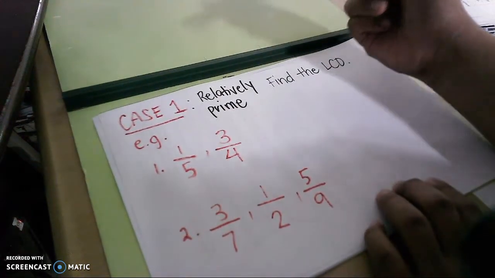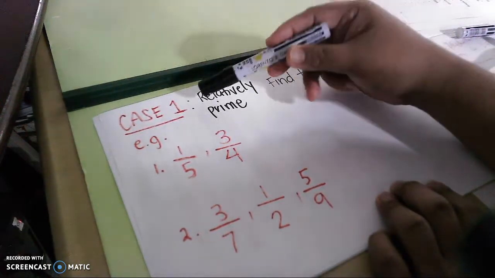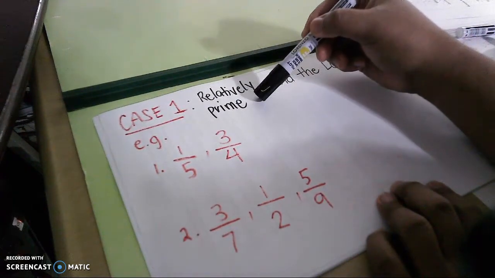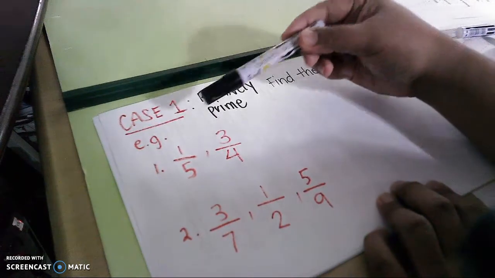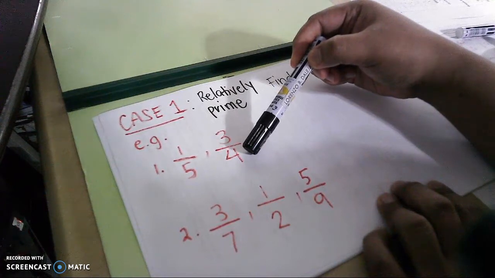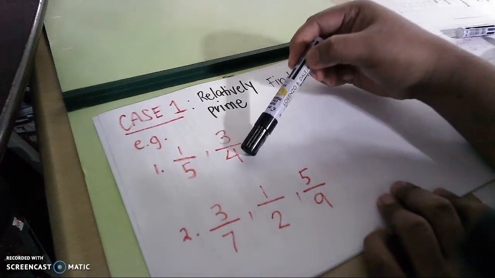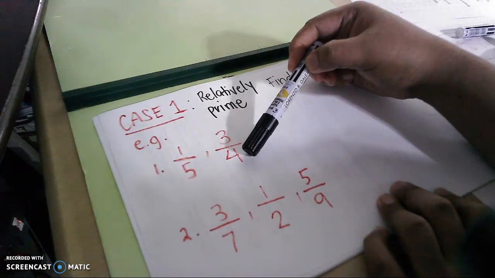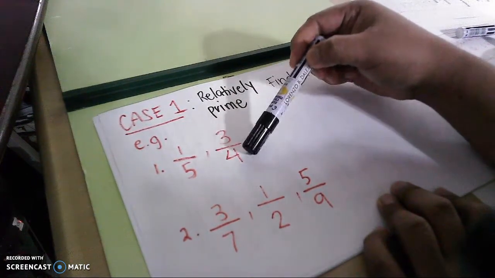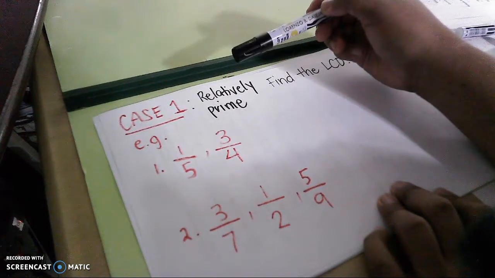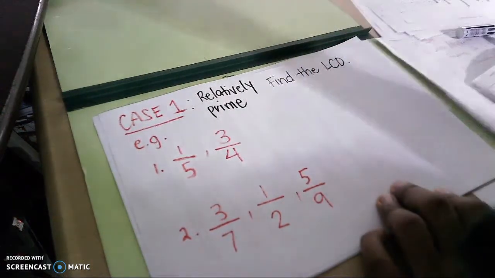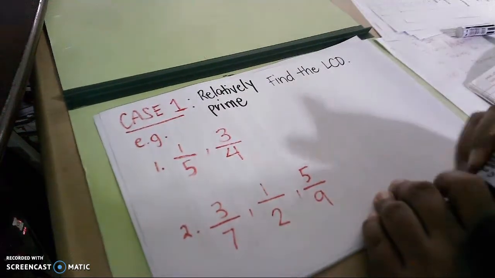Going back to the previous paper I've shown you, for case 1, the denominators are relatively prime. When we say relatively prime, meaning the denominators, for example, in number 1, we have 1/5 and 3/4. 5 and 4 do not have a common factor. What does that mean? Meaning 5 and 4 are not divisible by any number. They are not divisible by 2. 4 is divisible by 2, but 5 is not divisible by 2. 5 is divisible by 5, but 4 is not divisible by 5. They do not have a common factor. That is what relatively prime means.